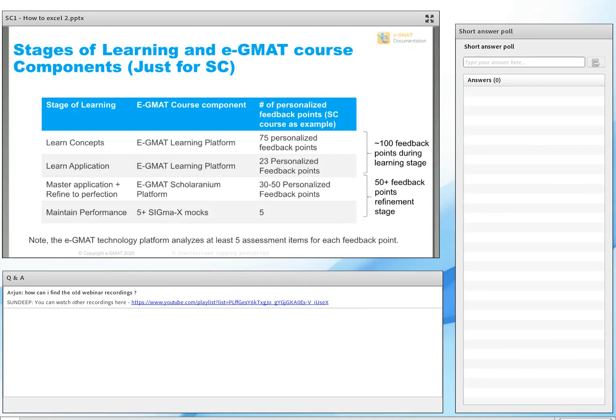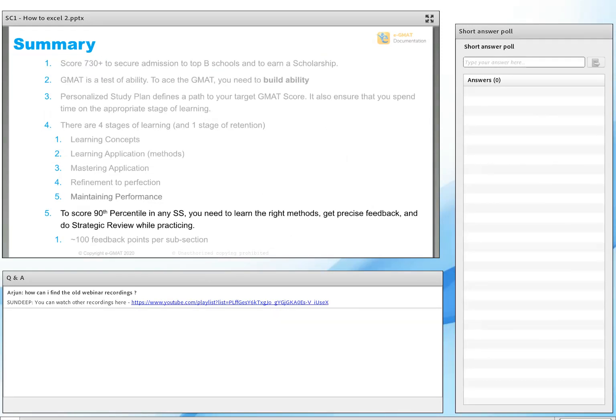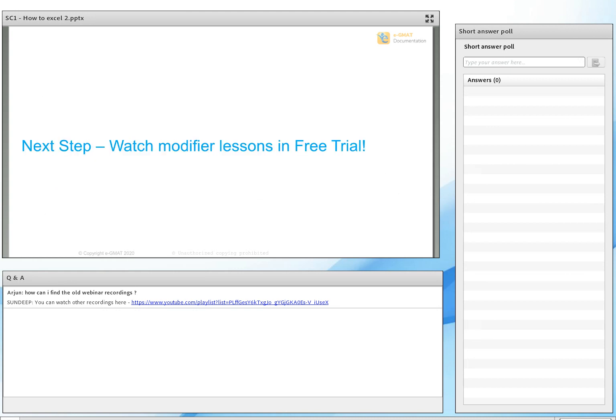Okay. So just within the SC course, how much feedback do we give? It's about 150 points of feedback, and you can really see how this feedback is distributed across various stages. This is stage one of learning, where you see the concept level and application level feedback. This is stage two, and this is stage three. And by the way, once you are done with stage one and stage two, stage three is focused practice.